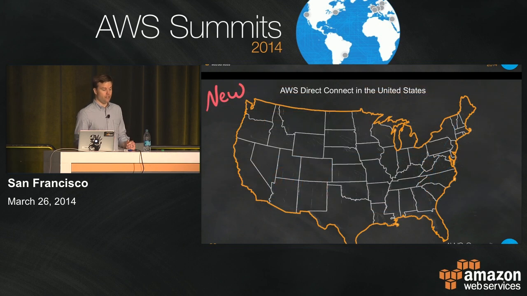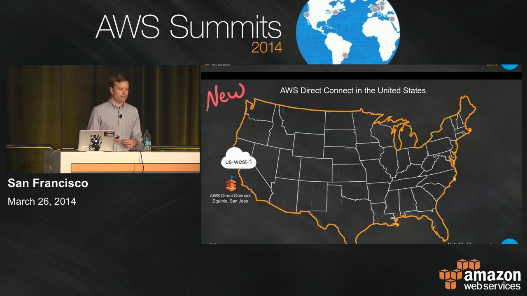Now, something new with Direct Connect in the United States is that once you connect in one location, you get access to all locations. So it's kind of a 1-for-4, free-for-all. This applies to any AWS region: US West 1, US West 2, US East 1, and even GovCloud. So what would that look like?